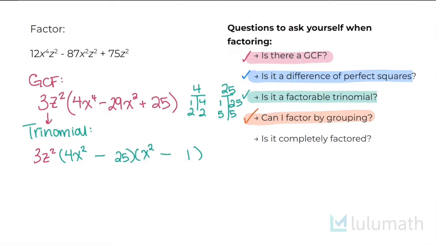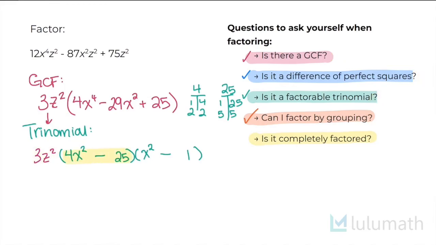Our last question is, is it completely factored? And this is where we need to be extra careful. So let's take a look at each one of our factors and see if it's possible. Let's take a look at our 3z squared first. Is there a GCF? There is no GCF. It's not a difference of perfect squares because I need 2 terms and this only has 1. It's not a factorable trinomial, and we've already established that I can't factor by grouping.